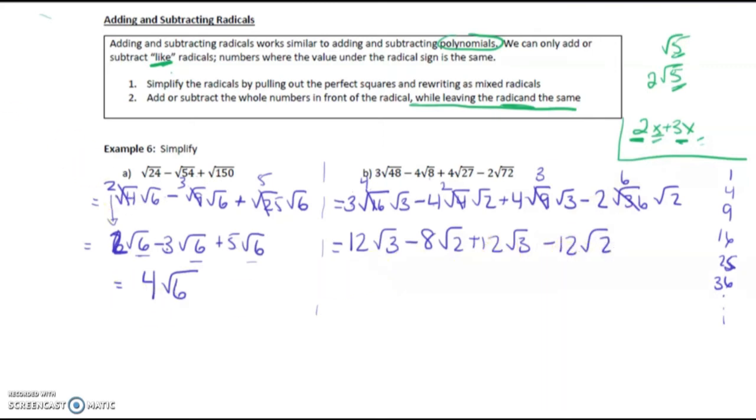Okay, so here are the like terms. We have 12 root 3 and 12 root 3, which gives us 24 root 3. And then we have negative 8 root 2 minus 12 root 2, so we get negative 20 root 2.